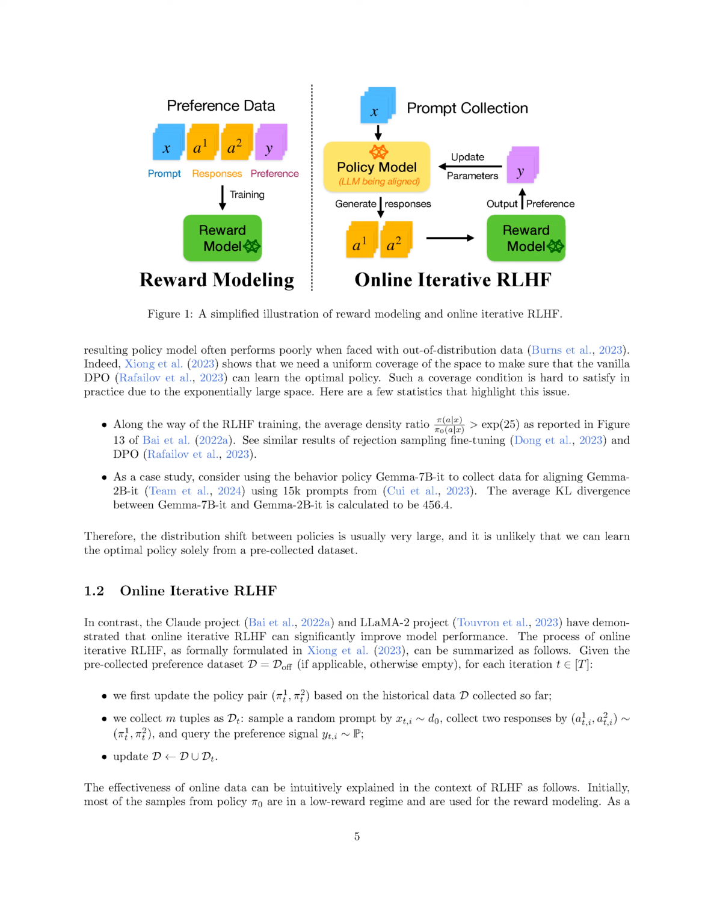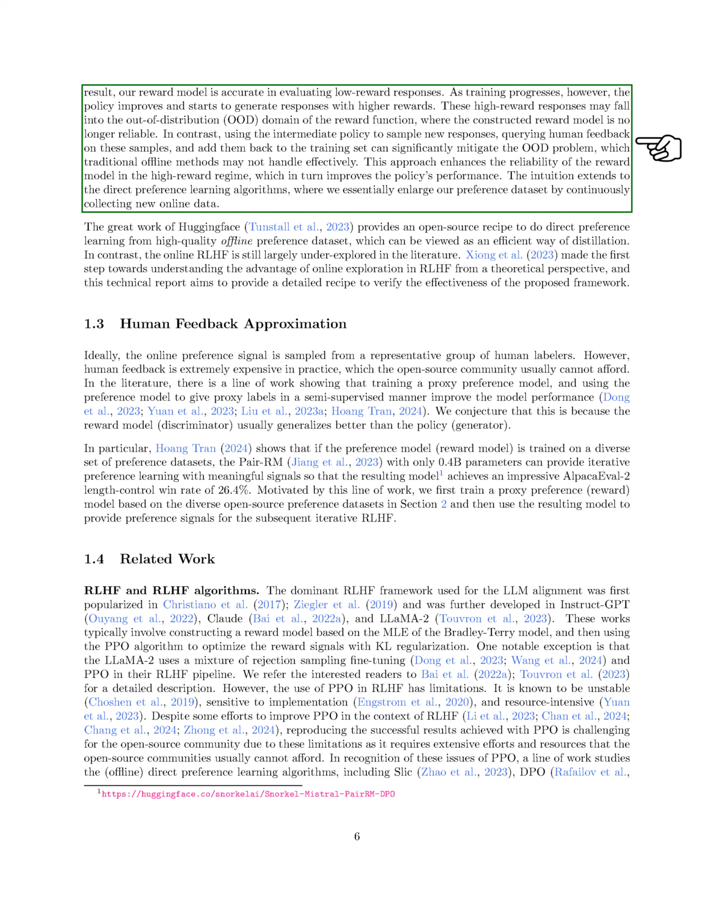policy performance. We also touch upon the idea of human feedback approximation, where training a proxy preference model can enhance model performance by providing proxy labels in a semi-supervised manner. This approach leverages the generalization capability of the reward model to improve the overall model performance.